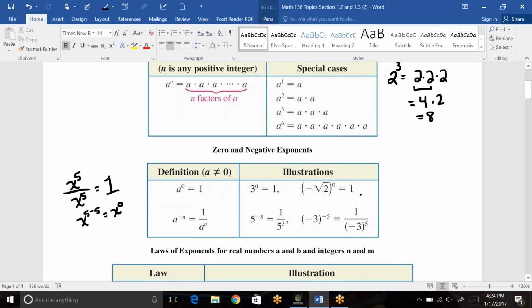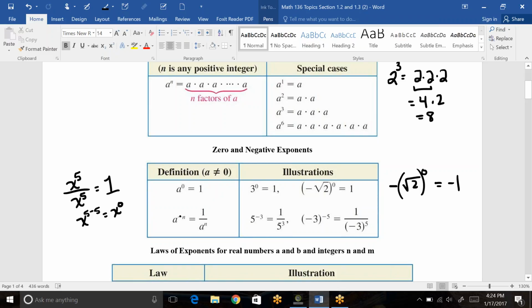The thing to be careful about with this is that notice that this is just 3 to the 0, so that's 1. This is negative square root of 2 to the 0, but notice everything is in parentheses. If this had been negative square root of 2 to the 0 written like this, with no parentheses, this actually means that the exponent does not include the negative sign. So that would actually end up being negative 1.